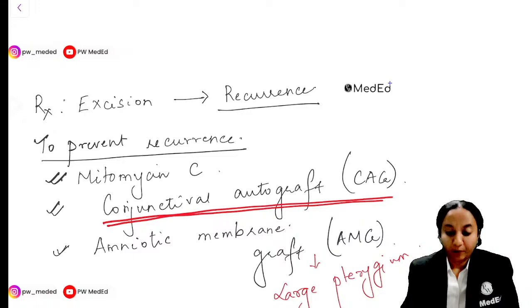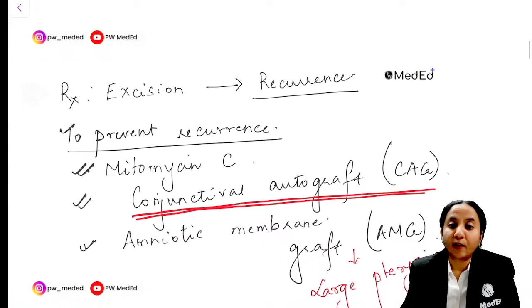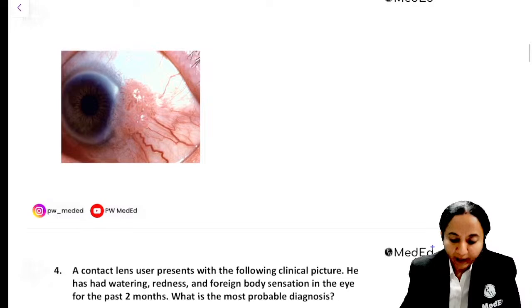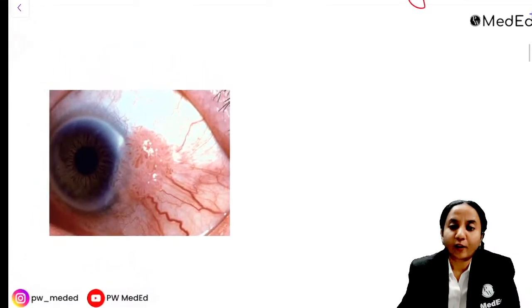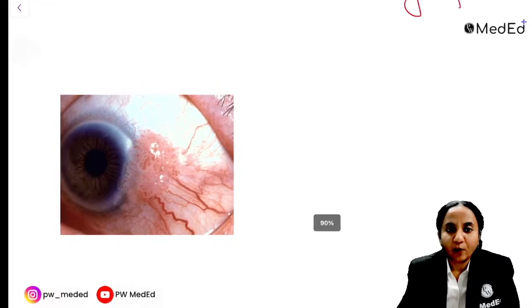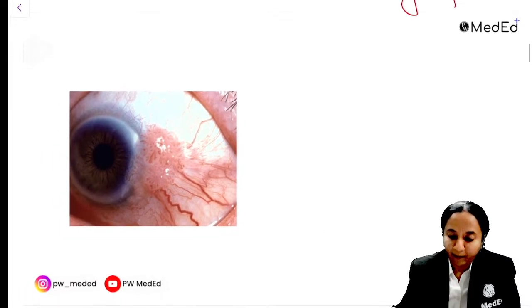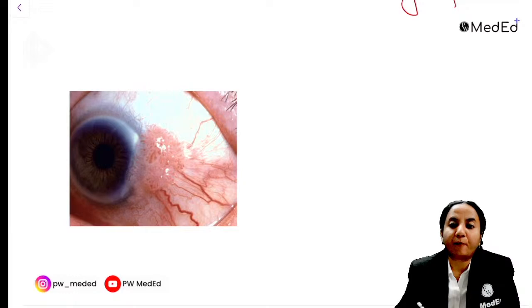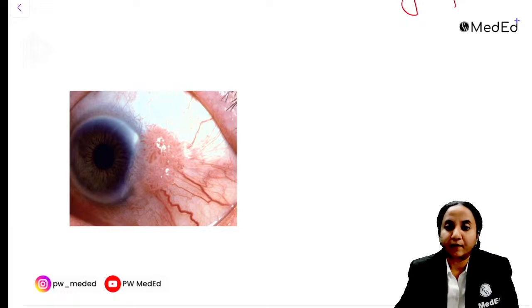Okay. So now I want to show you another image. Have a look at this image. This image has not yet come in the exam, but I have a feeling that it can come. Have a look at this image and tell me, if you get this image in the exam, what are you going to mark it as? It is often confused with pterygium, not just by students, but also by practicing clinicians. But this is actually not a pterygium.